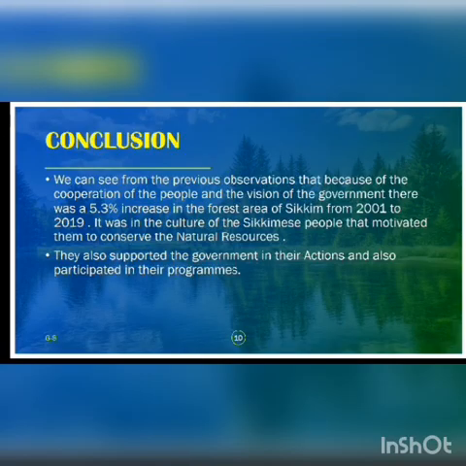As for the conclusion, we can see from the previous observations that because of the cooperation of the people and the vision of the government, there was a 5.3% increase in the forest area of Sikkim from 2001 to 2019. It was the culture of the Sikkimese people that motivated them to conserve the natural resources. They also supported the government in their actions and also participated in their programs.